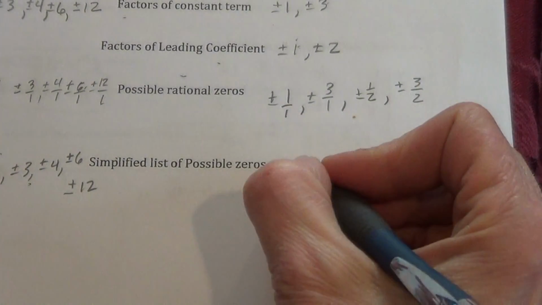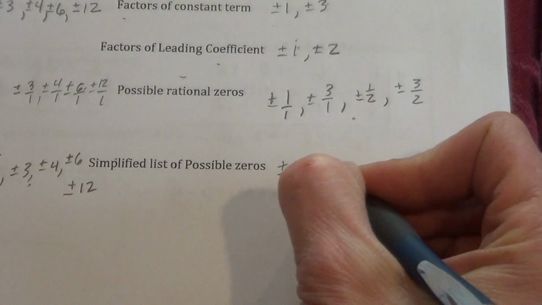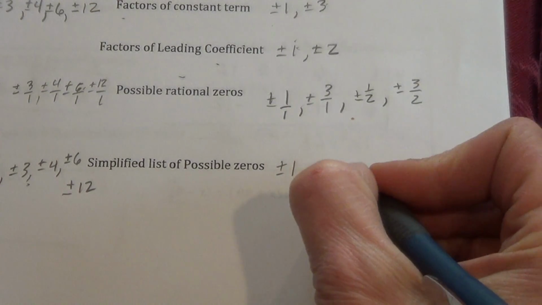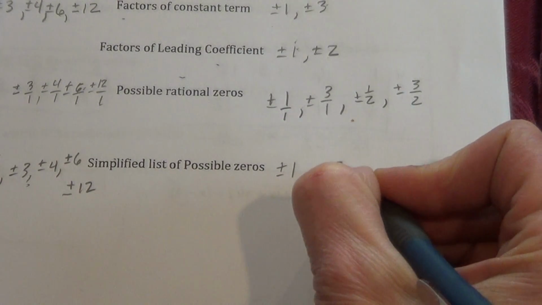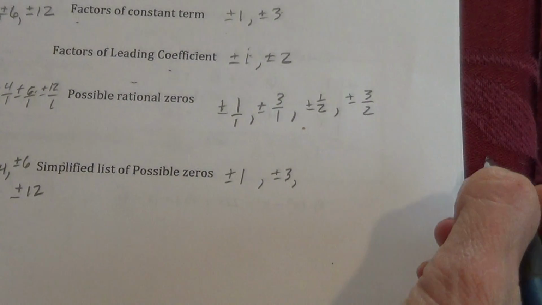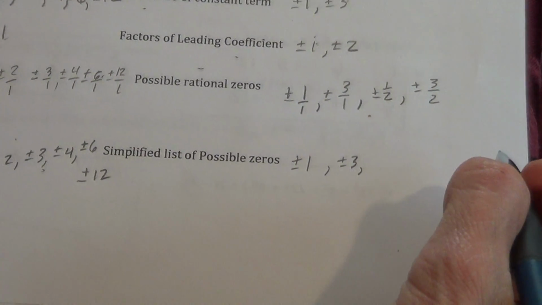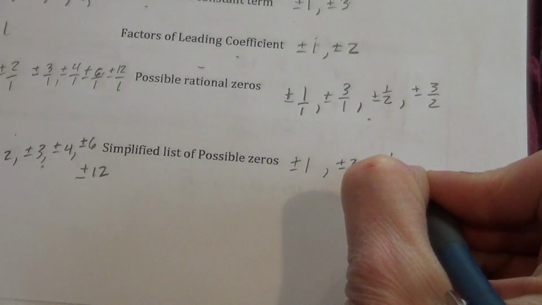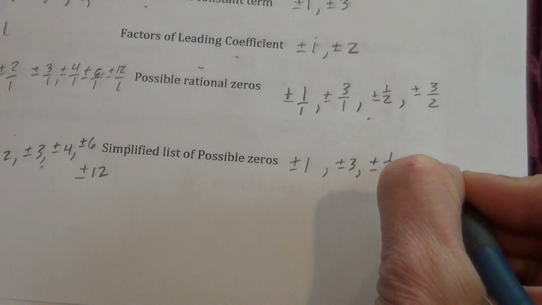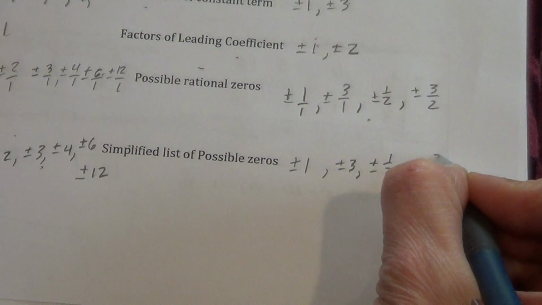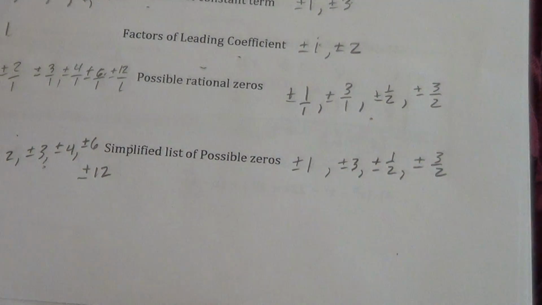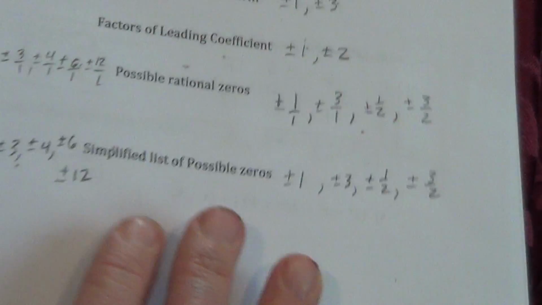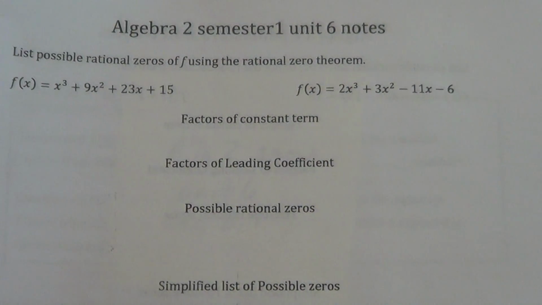On this one, plus or minus 1, plus or minus 3. Now the last two really are fractions. You could put them into mixed numbers. I never do because sometimes you have to plug them into things. So plus or minus 1/2, plus or minus 3/2. As long as they're in those terms, they're fine. Okay, so next page.